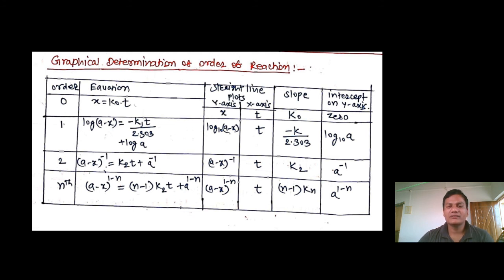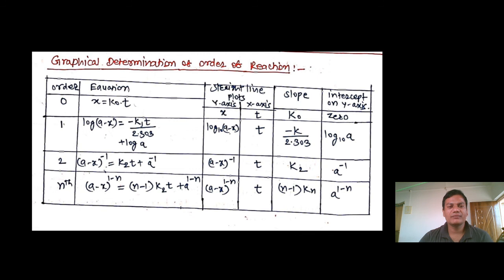You can memorize the order of reaction for zero order, first order, second order, or third order: what will be the equation, what will be the nature of the straight line, which axis should belong to which quantity, and what will be the slope and intercept on the y-axis. These factors are mentioned. For zero order, it is x is equal to k0 into t. For the x-axis you consider time, and for the y-axis there should be the concentration x. So the slope will be k0 and the intercept will be 0. That means the line passes through the origin, that is the straight line.